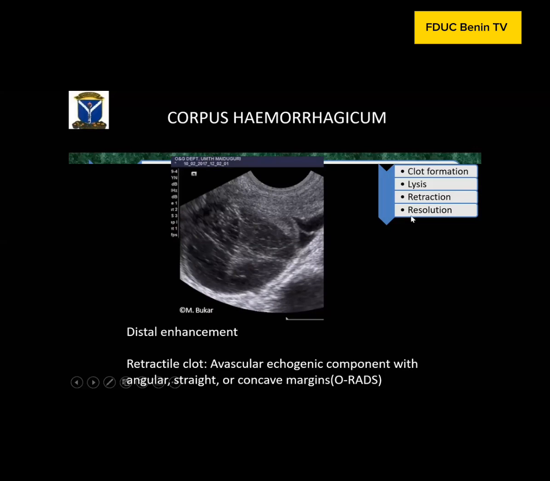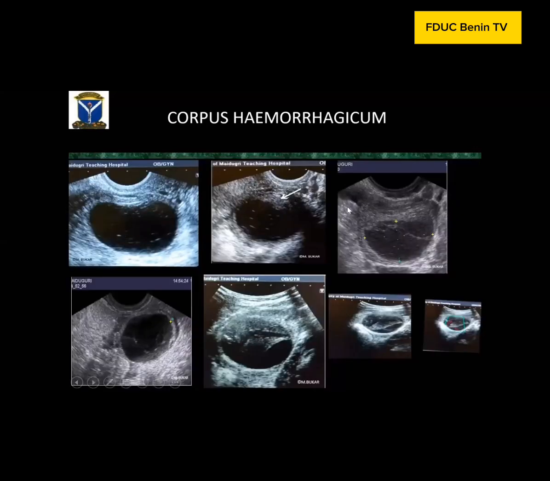All these patients presented with abdominal pains, and all of them have corpus hemorrhagicum. I am yet to see a case of corpus hemorrhagicum with a thin wall. All the ones I've seen so far have thick walls, as you can see in this image. Look at the content here, thread-like. Somewhere here you can see clot retraction. Here again, behind this measurement, you can see retractile clot, again with fibrin-like strands. This is another case of retractile clot.